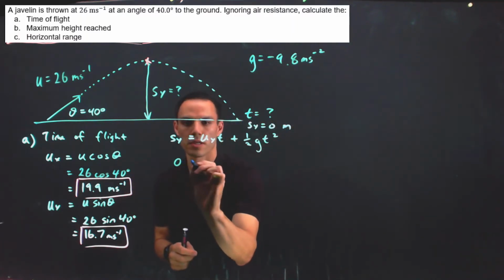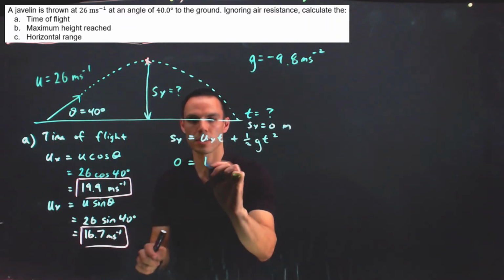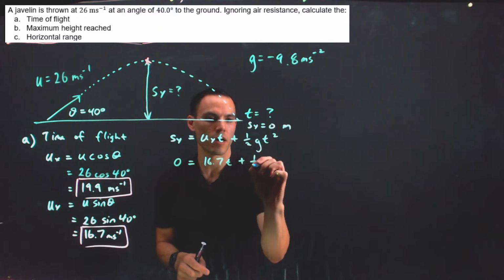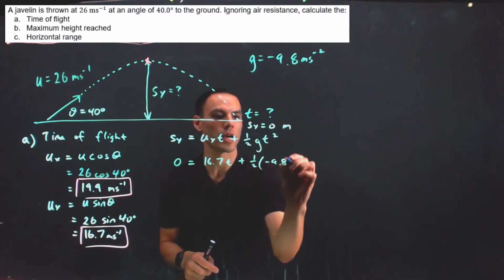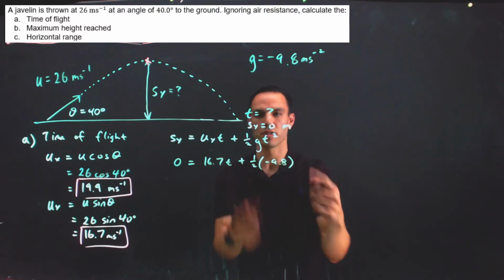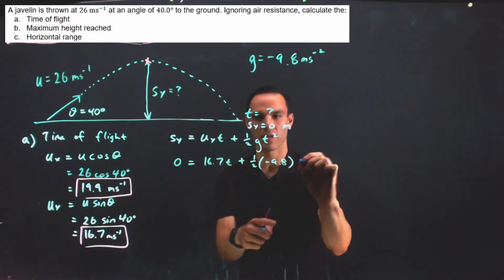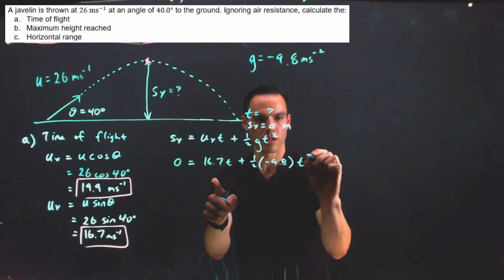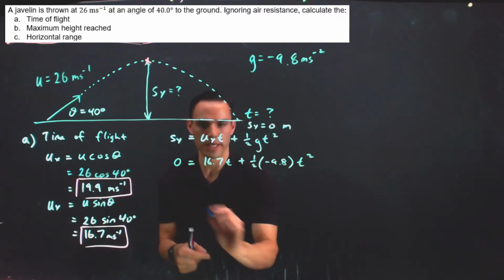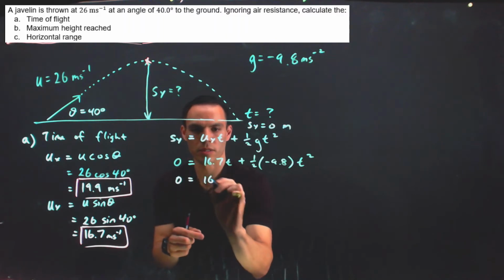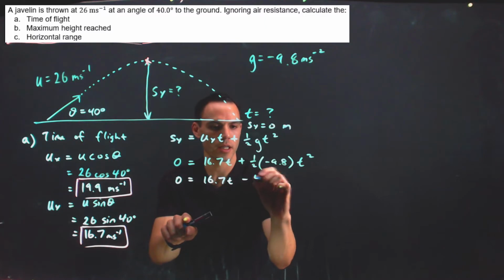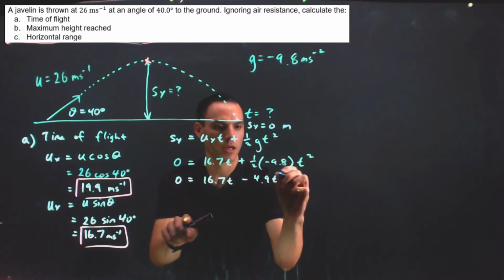All right, 0 equals 16.7t plus half times negative 9.8. Don't forget about that. I always throw it in brackets, but it's up to you. This helps me not forget about it. And we're going to solve for t squared. Just tidy this up a bit, it looks a bit messy. So 0 equals 16.7t minus half of 9.8, which is 4.9, t squared.